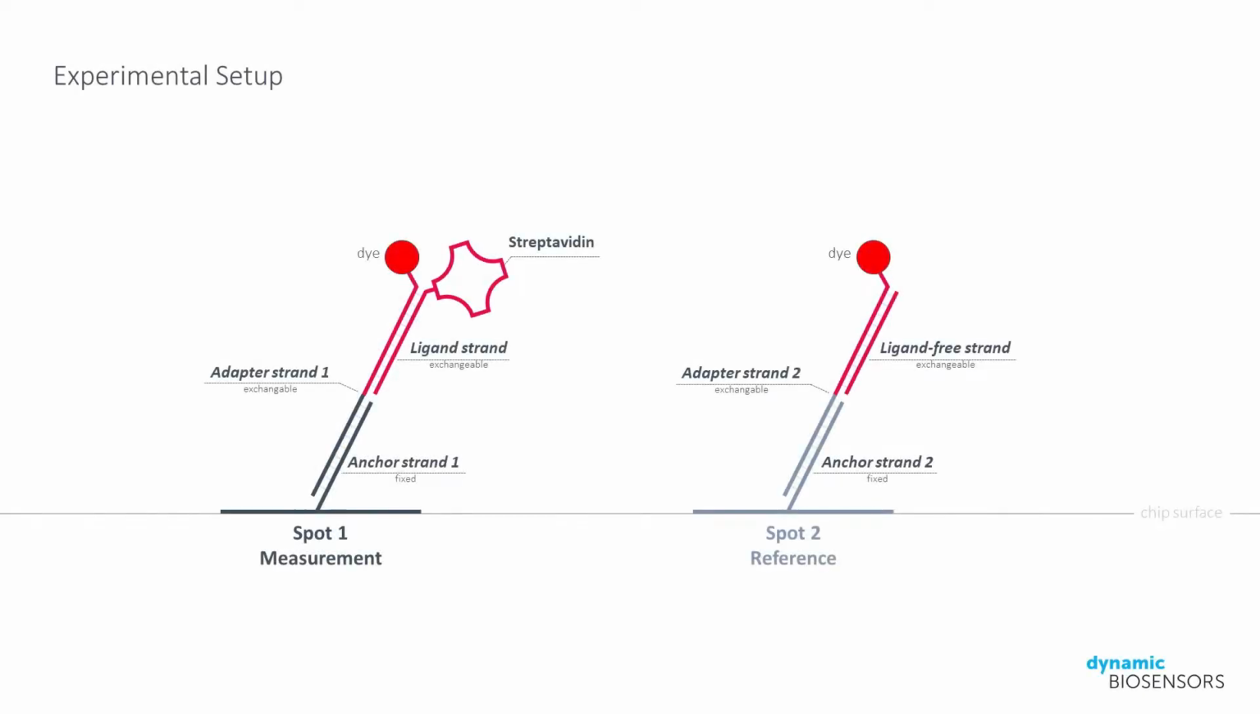For this experiment, the ligand in spot 1 is a double-stranded DNA linked to streptavidin, while spot 2 will serve as a reference spot carrying only a ligand-free strand. As fluorophore, we will use a red dye in both spots. The workflow for this experiment is a classical switchSENSE assay workflow.